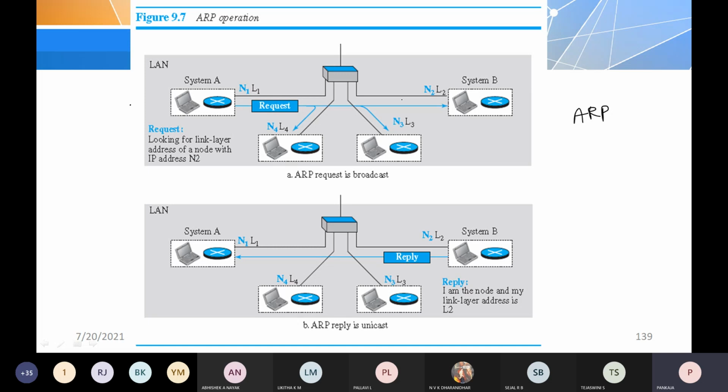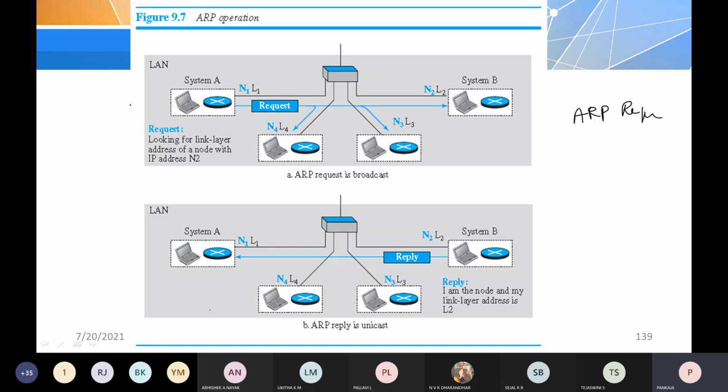Broadcast means to all the nodes that are connected in the network. The ARP request is going to be broadcast. Similarly, you can just go with reply. Once that particular device is identified and it wants to reply back to device A, the system A, it is going to be a unicast. You can see there is a thin line with a reply message to this device.